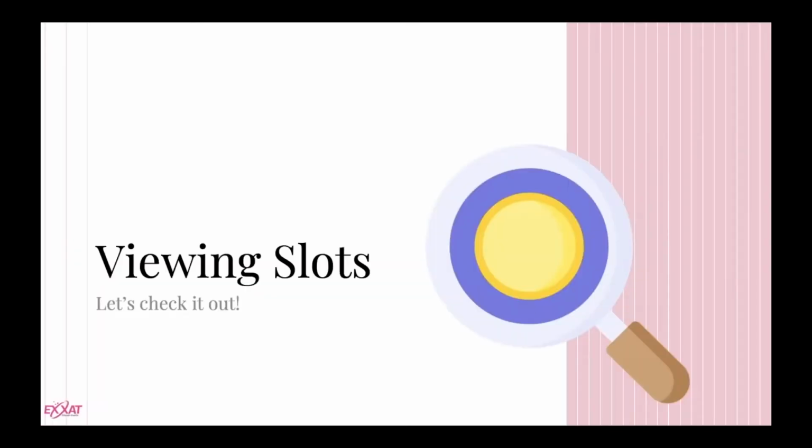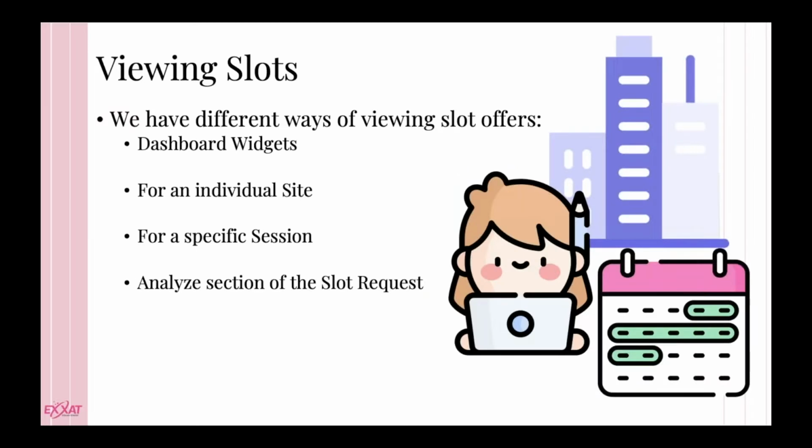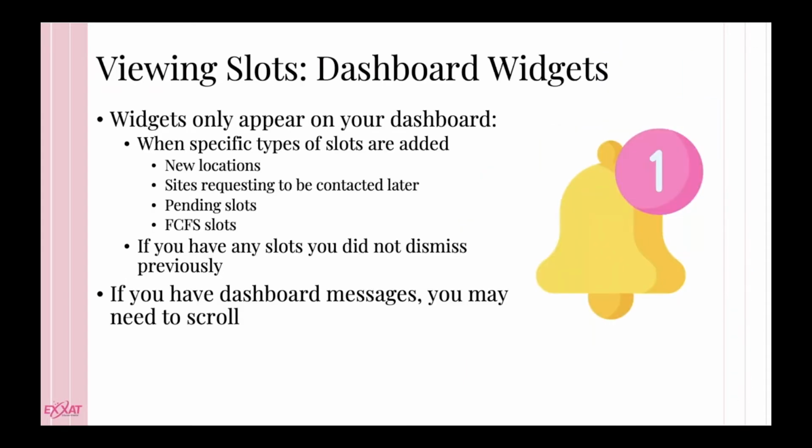So let's talk about viewing slots first. Obviously, there are many different ways to view slots in Exact. The main ways that you might do it would be through a dashboard widget, going into an individual site and seeing the offers that are there, going into a specific session, or going to the analyze section of the slot request.